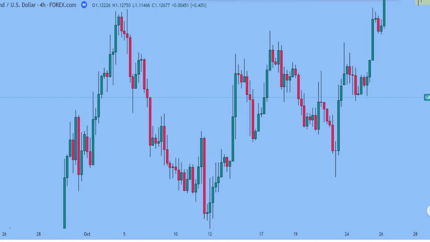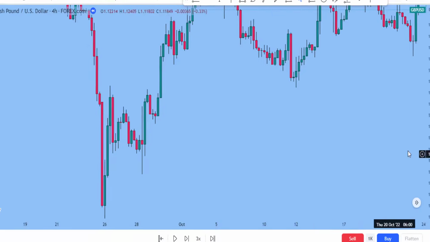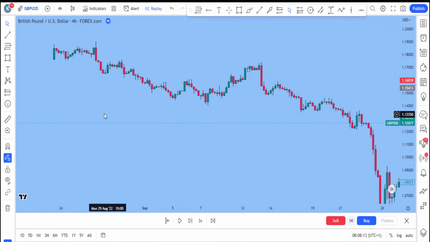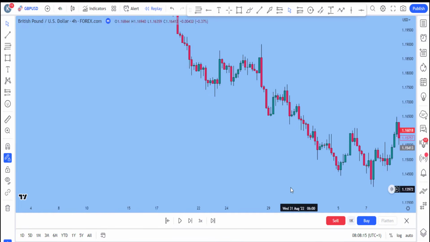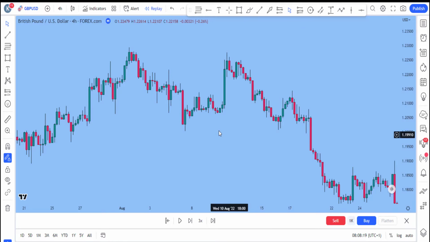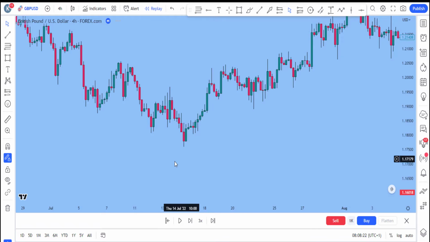Let me show you another example, and then you can go ahead and practice more and more of this. Can we see a mitigation block somewhere close by here? If I see any, I will let you know. Let's check and see if we can see a mitigation block that anyone can see at all.